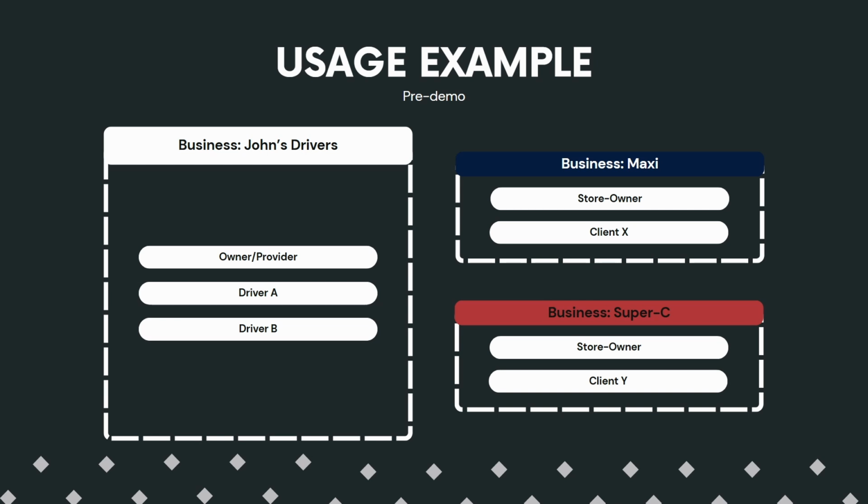So before we jump into the live demo of the app, let's go through a quick theoretical example to further emphasize the dynamic proposed by Logis. Say you have a logistics company, John's Drivers, which completes deliveries for others. This business would be the previously mentioned provider. This company would contract other companies, for example, Maxi and Super C. The latter two would therefore be the store owner sub-users of John's Drivers.